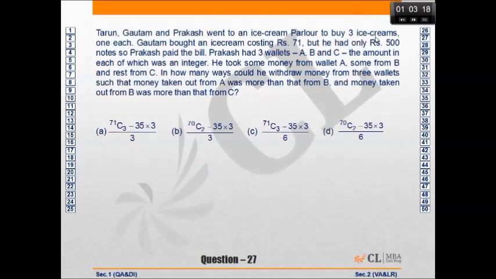Tarun, Gautam, Prakash went to an ice cream parlor to buy 3 ice creams, 1 each. Gautam bought an ice cream costing rupees 71, but he had only rupees 500 notes, so Prakash paid the bill. Prakash had 3 wallets A, B and C. The amount in each was an integer. He took some money from wallet A, some from B and some from C. In how many ways could he withdraw money from the 3 wallets such that money taken from A was more than B? I am not sure. Round 2, but it could easily be round 3. I am not sure if I can do it, but I'll still come back and look at it in round 2. But my feeling is I am going to leave this question.